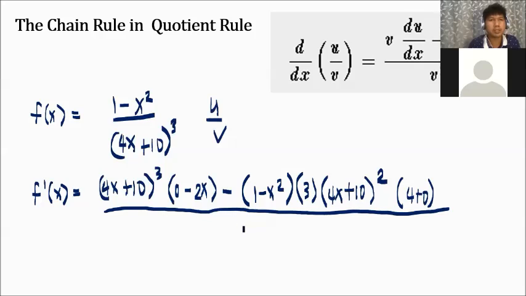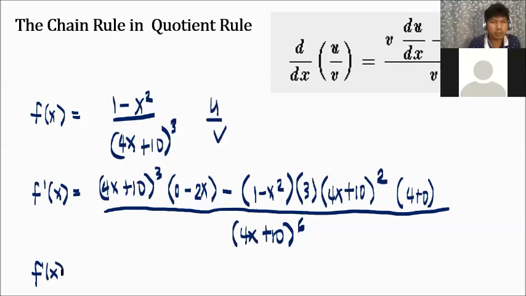Our v is 4x plus 10. Because it's already cubed and we give it a squared, this will be 6 because 3 times 2 is 6. So I'm hoping that makes sense. We have already cube here and we further square it, it becomes 6. Okay.